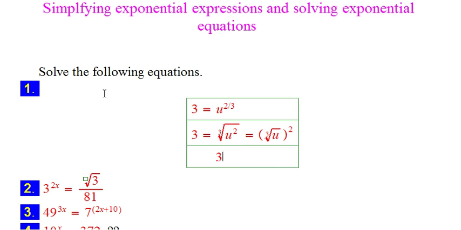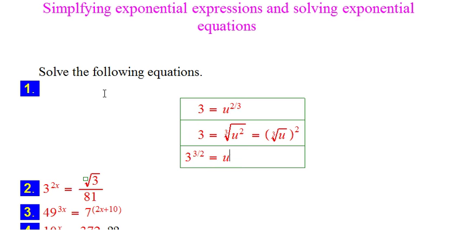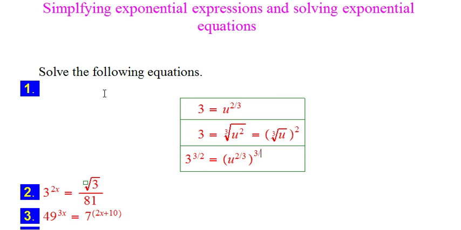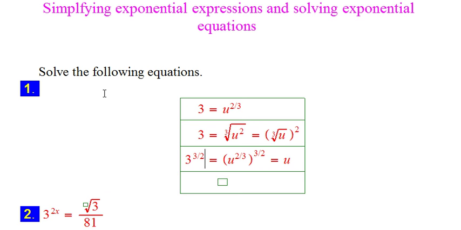I'm going to take both sides to the 3/2 power, and that's the reciprocal of 2/3. Why is that useful? Well, rules of exponents, as always. U to the 2/3 to the 3/2, those exponents multiply, and that's nothing more than u. And we're done, right? Well, it depends on exactly how we want to write this.